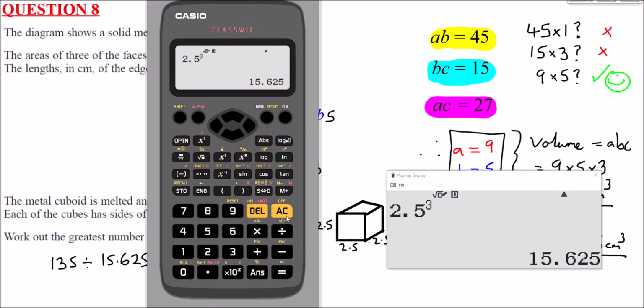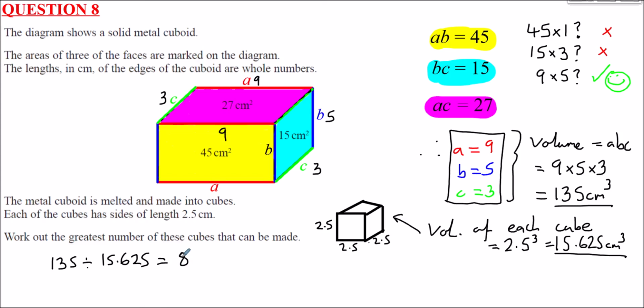So we've got this answer stored. If we just do 135 divided by our stored answer, ANS, we get 8.64. So that means 8 and a bit cubes can be made. Obviously it's either a cube or it's not. So this 0.64 just means some of this metal is left over, which isn't quite enough to make a whole cube in itself. So the total number of complete cubes that can be made is 8. So our final answer is we can construct from this metal 8 cubes.